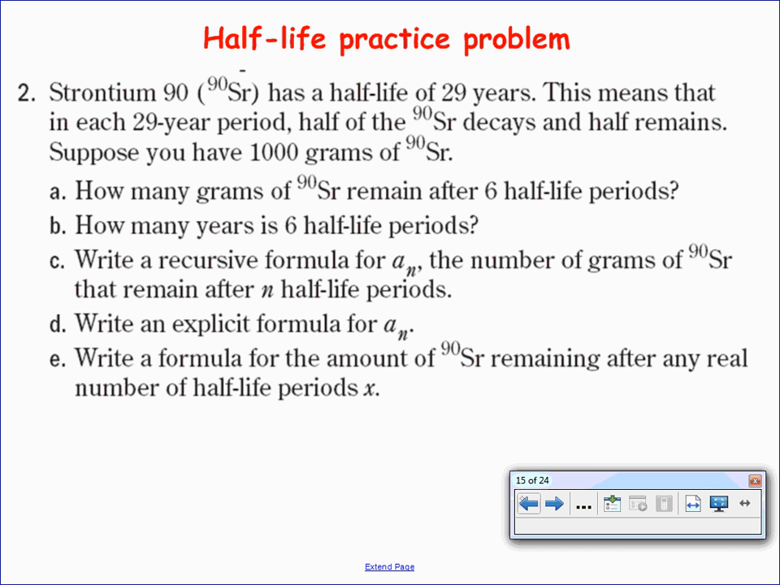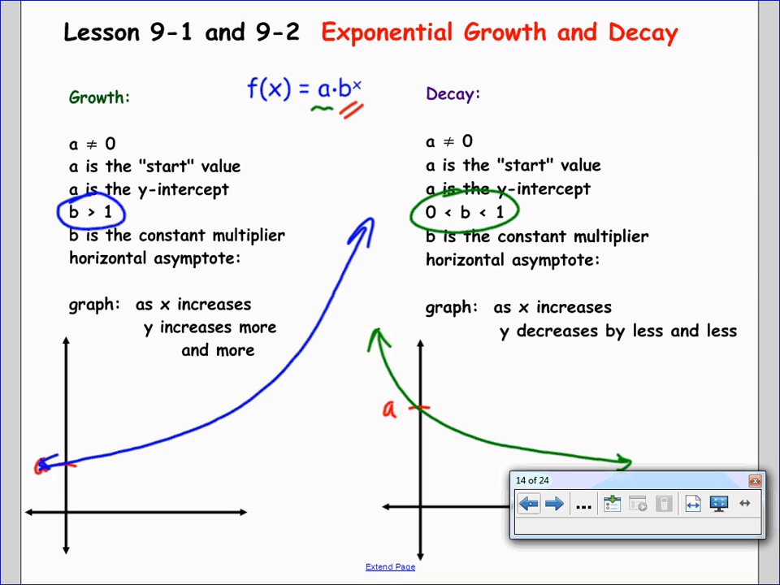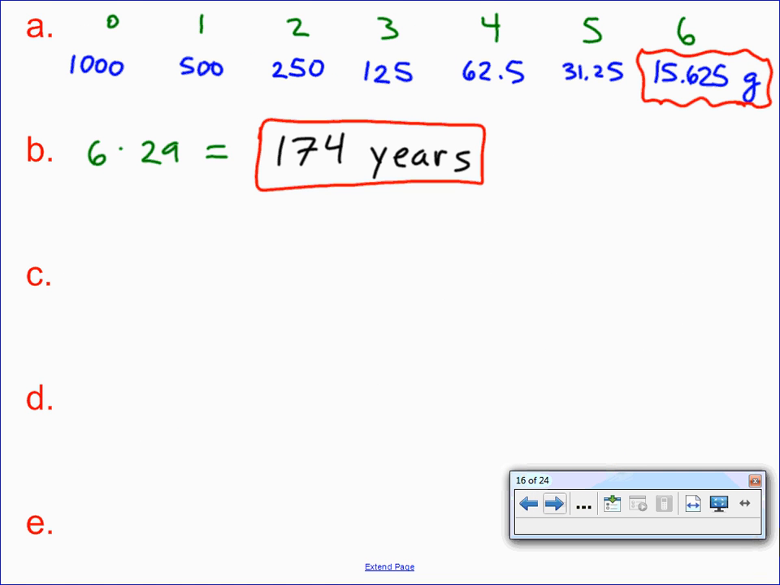Awesome. So letter C asks us to write a recursive formula for A sub n, the number of grams of strontium that will remain after n half-life periods. Great review for geometric sequences, where we have a constant multiplier as we move between successive terms, as opposed to a constant sum or difference. Notice how we multiplied, right? To get from one term to the next, we multiplied by something. What did we multiply by in every single pair of successive terms here? Mason?